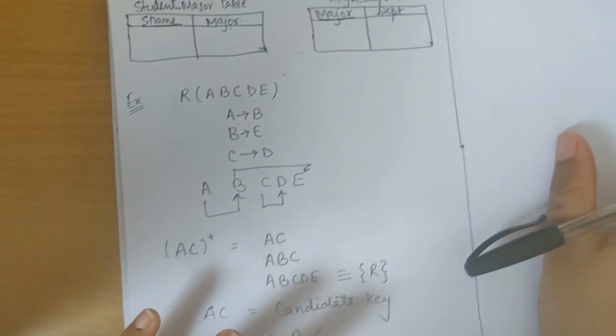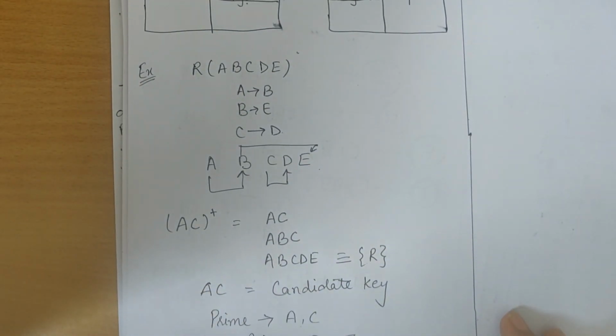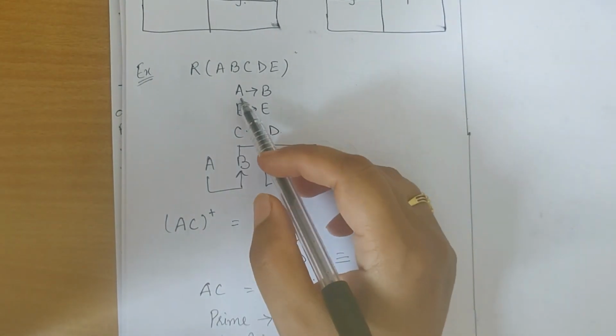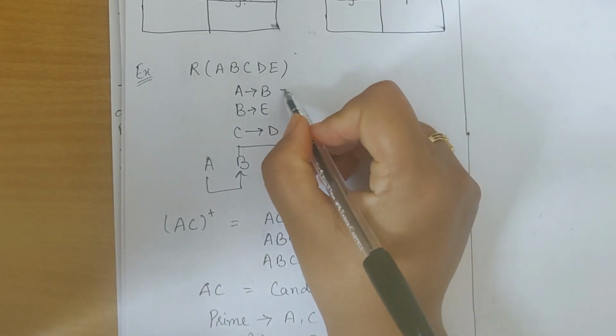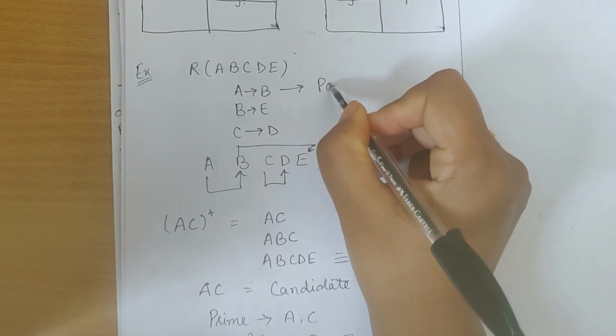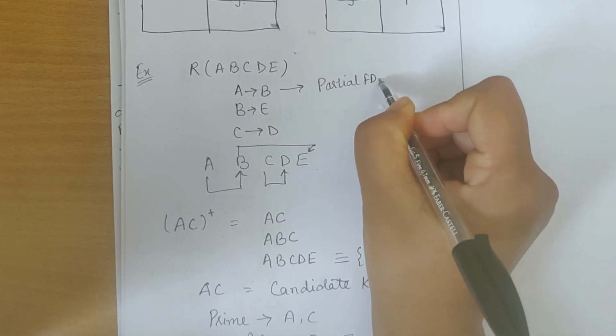Okay. Now check the dependencies. So how should I check? First I have to check A determines B. Now A determines B. A is what? A is a subset of the candidate key. Subset of candidate key means what? This is creating partial functional dependency.